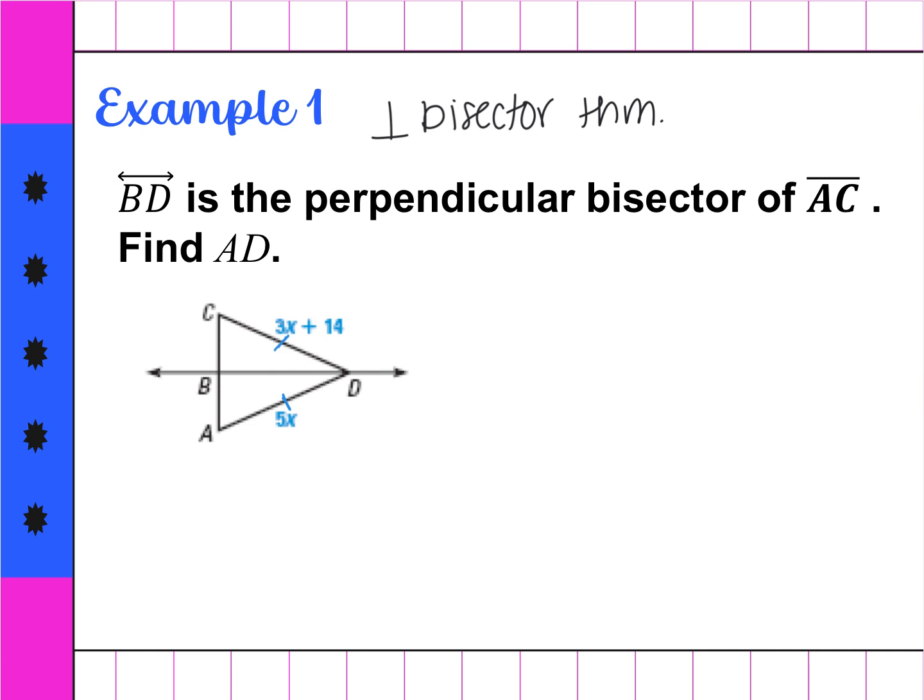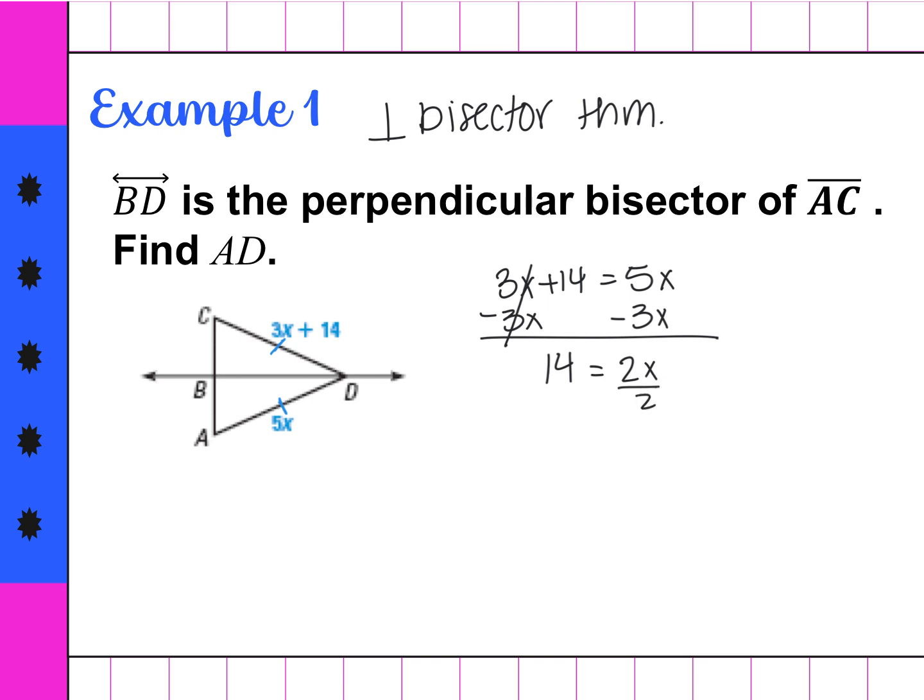So I have right now 3x plus 14 equals 5x. Keep in mind they're not asking for x. They're asking for AD. So x is going to equal 7. I'm not done. They're asking me to find AD. So I have to go ahead and plug it in. 5 times 7, 35 is going to equal AD. And that's my answer.